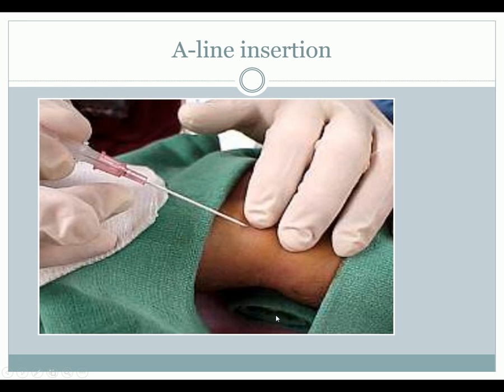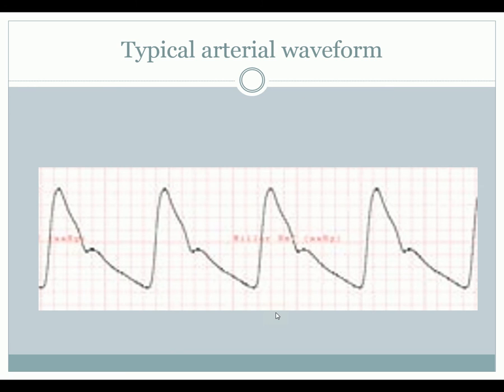And a number 20 IV cath is inserted until bright red blood is returned and you connect it to the tubing, and the first thing you're going to do is watch for a waveform. And this is what a typical arterial waveform would look like.